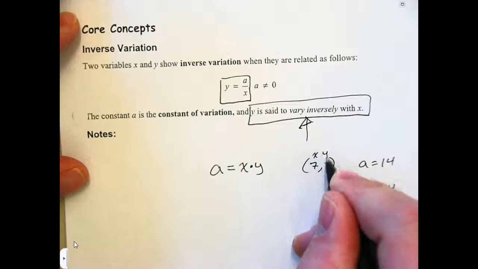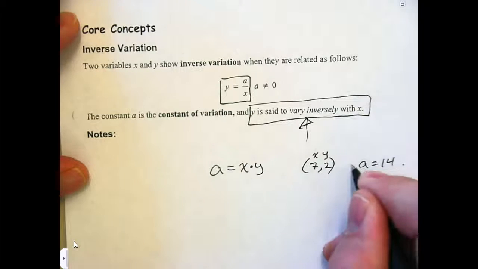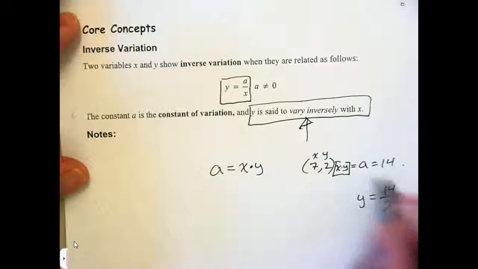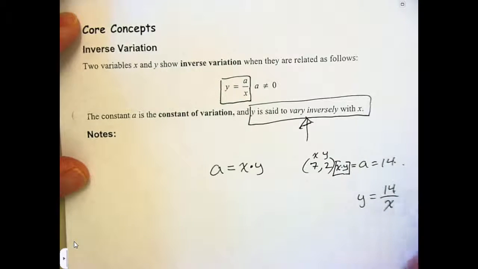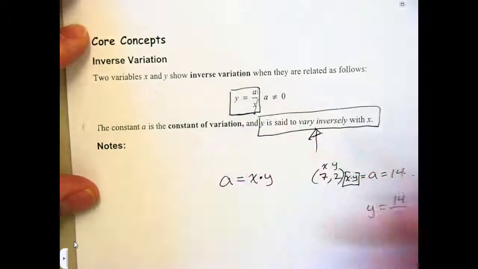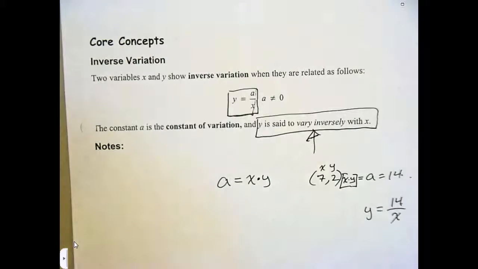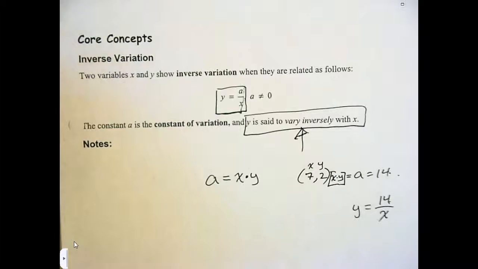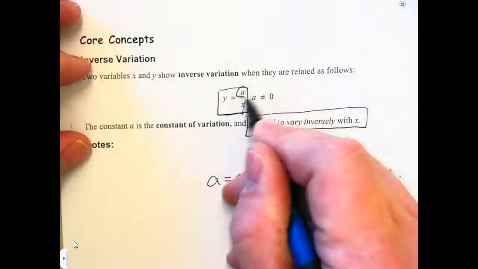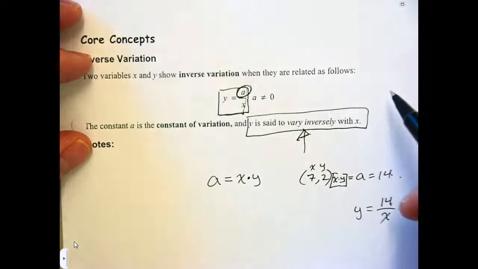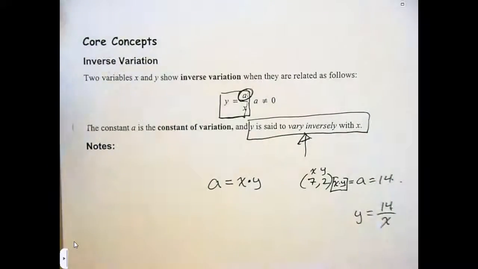We multiplied x by y to find a. So x times y tells us a. When we do that, we get 14, and we plug it into our equation, y equals a over x. If you're going to write an inverse variation equation, the one variable you must have a number for is a. How you find a is you multiply x by y. That also allows you to see if things are inverse variations.